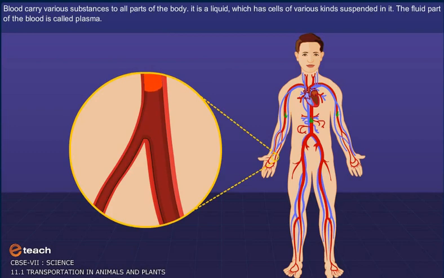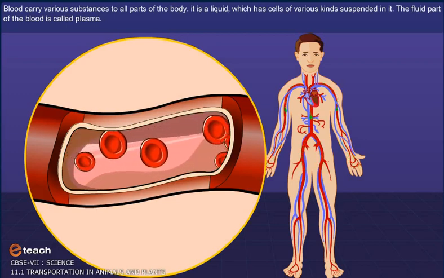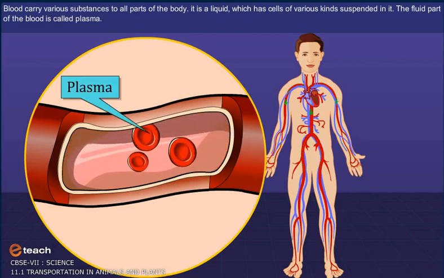Blood carries various substances to all parts of the body. It is a liquid which has cells of various kinds suspended in it. The fluid part of the blood is called plasma.